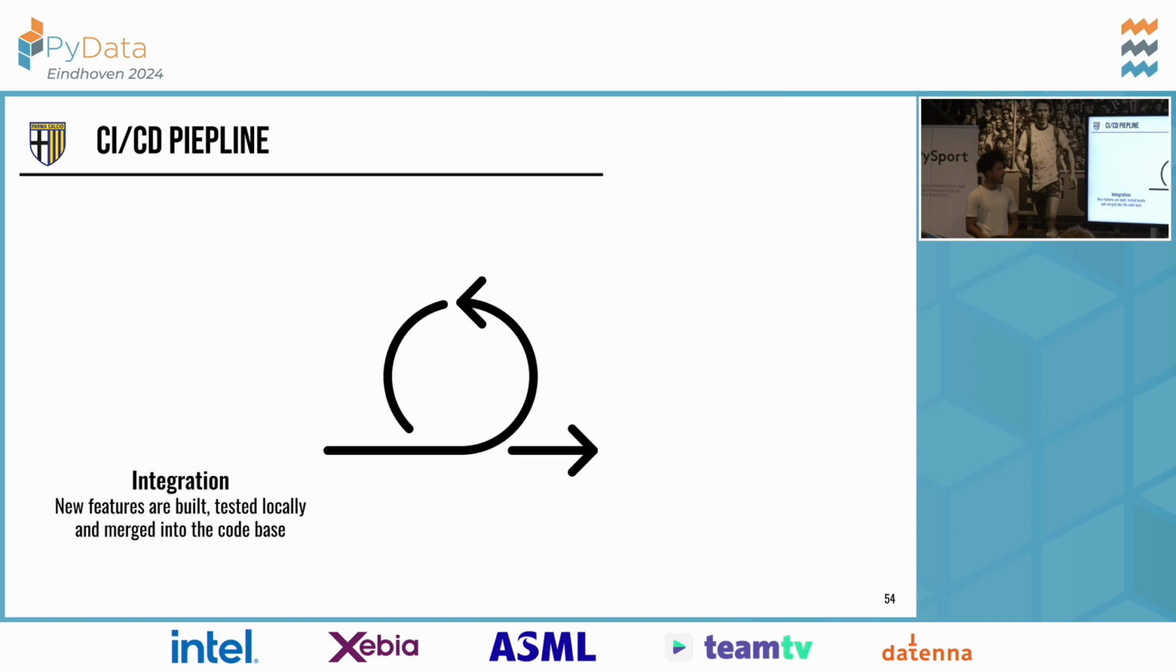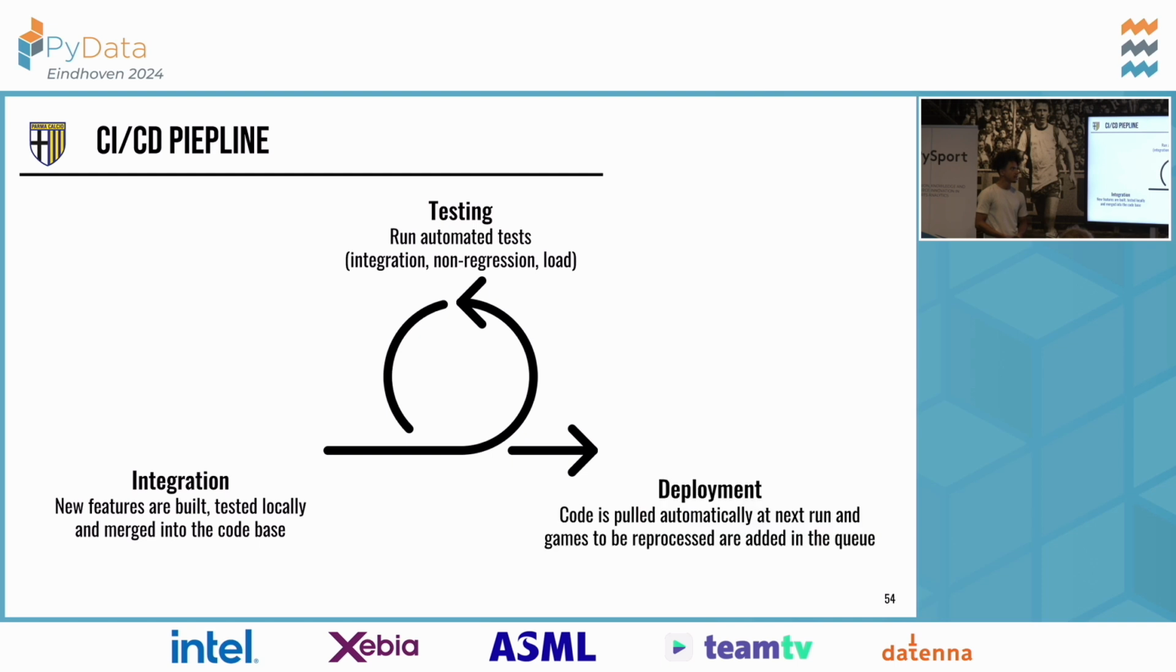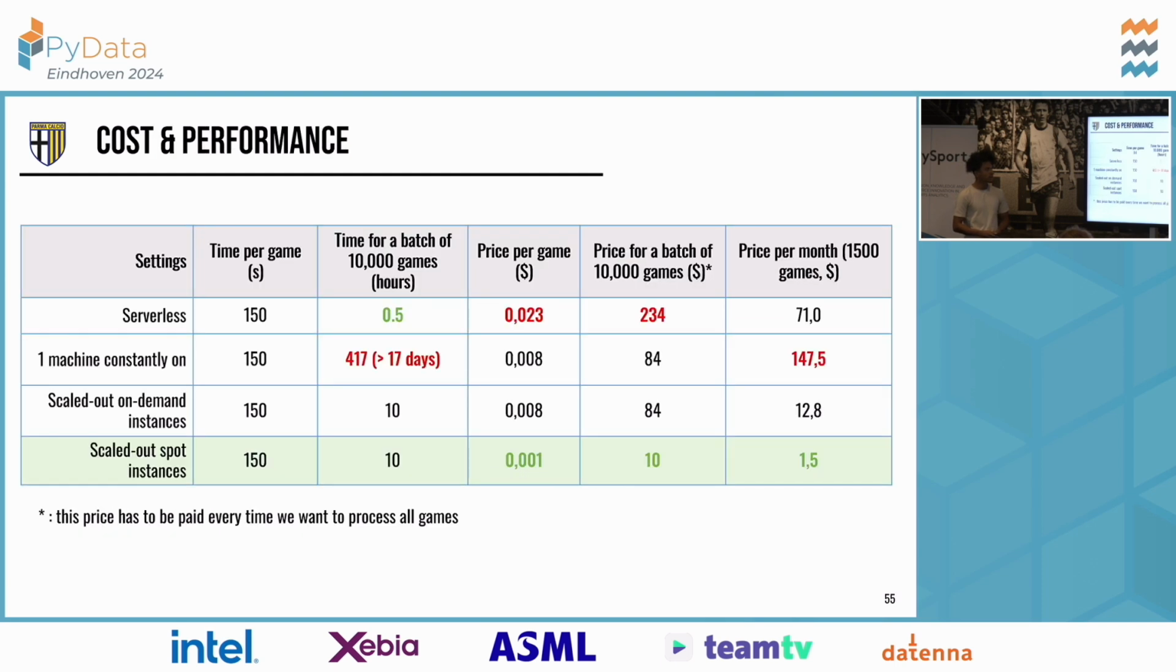And so our pipeline is continuous integration, continuous deployment. We can just build the features we want to build, test them locally, push them, and then we have some tests to make sure that it doesn't break our process. And finally, the code is deployed. And when we want to process a game, we just have to add it to the queue, and we know that the whole process is automatic, and it requires no outside intervention. In terms of performance, we compared it with a serverless solution with one machine constantly on, and with the same solution but with on-demand instances.